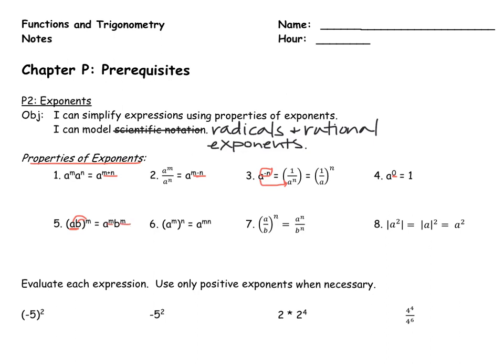6 is a power of a power property, kind of like a superpower. If you have a base already with an exponent, and then you're raising it to another exponent, you simply multiply them. 7 is kind of like 5. It's like that distributive property again. If you have a quotient of bases, you can distribute that exponent to the top and the bottom. And the last one is probably the least commonly used property of exponents. If you have an absolute value of something with an even exponent, it just equals that exponent. The absolute value would go away.